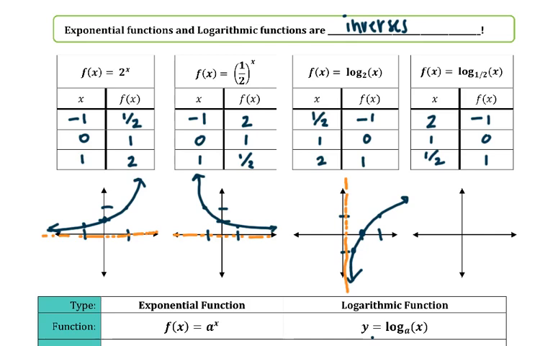And what this looks like is the inverse or the reflection of that previous exponential graph with the same base. So I have 2, -1, 1, 0, and 1/2, 1. And we get a graph that's shaped like this. And again, this one also has a vertical asymptote at x equals 0.